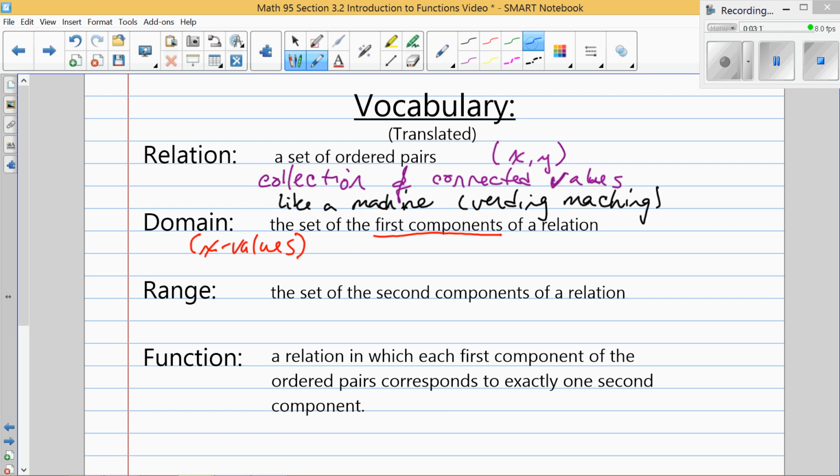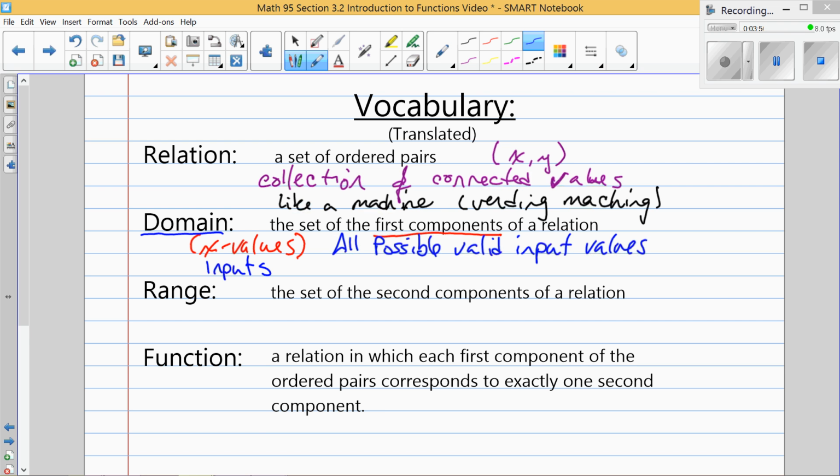The domain is all possible valid input values. If you think of a relation like a vending machine, the x values are your inputs. So I plug an x value in, and all of the possible x values I can plug into a relation make up what we call the domain.